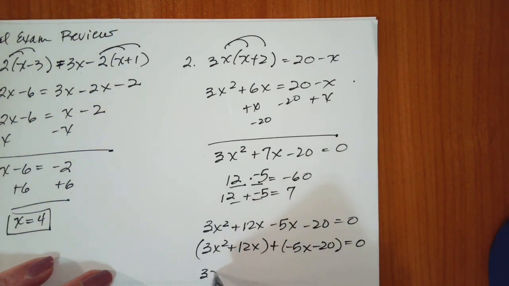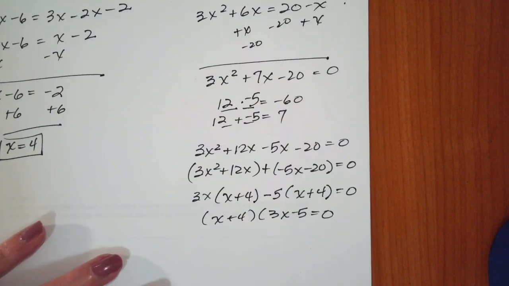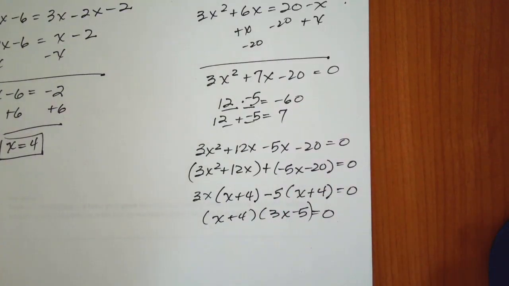GCF here is 3x, and I'm left with x plus 4. Here I'm going to pull out the negative 5, and I'm left with x plus 4. So this becomes (x plus 4) times (3x minus 5) is equal to 0. Now, again, you could have used any method you wanted. You could have completed the square or done anything.